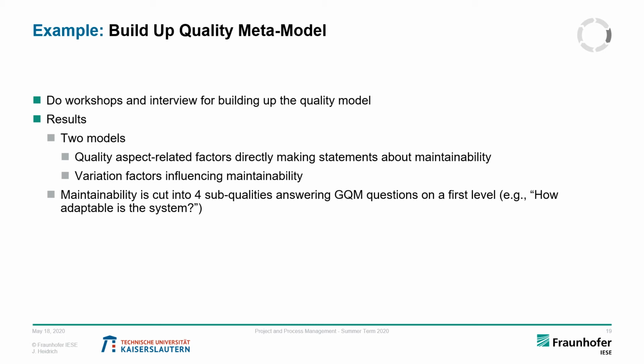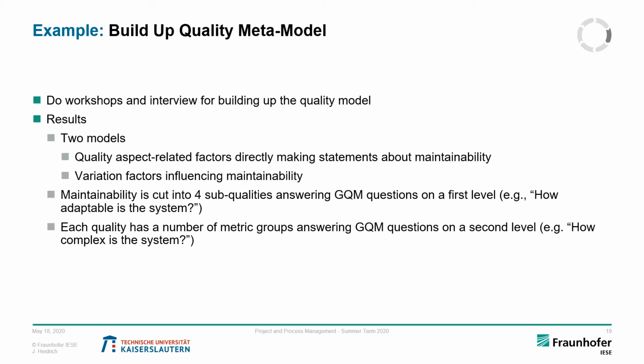So in our case, we decided together with the experts from the company to cut down maintainability into 4 sub-qualities, such as adaptability, for instance. So if you would map our quality model to the GQM paradigm, on this level, we have the top question that asks, okay, what is maintainability, or how can we characterize maintainability? Then on the next level, we can ask how adaptable is the system, how analyzable is the system, and so on and so forth. And then we further broke this down to metric groups.